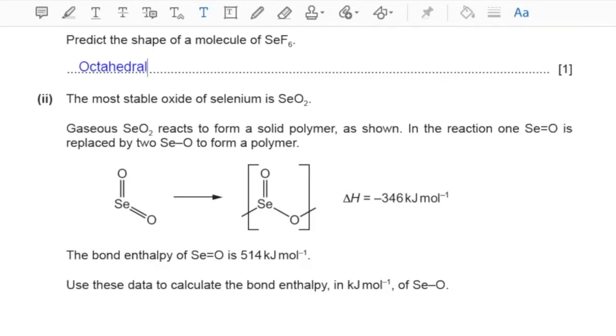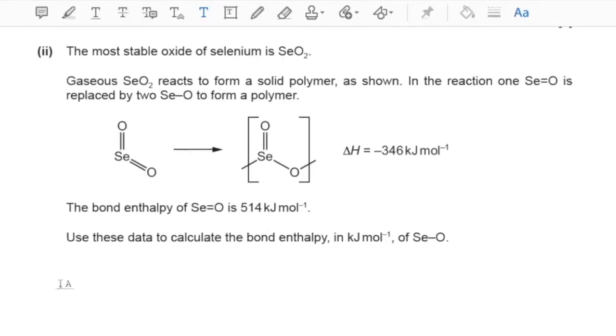The bond enthalpy of selenium oxygen double bond is 514 kilojoules per mole. Use these data to calculate the bond enthalpy in kilojoules per mole of SeO single bond. So the question says that one SeO double bond is getting replaced by two SeO single bonds to form a polymer, and the energy change has already been given to you, which is minus 346 kilojoules per mole.